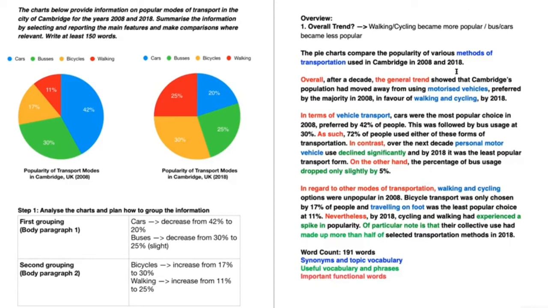So let's start with our introduction. Remember, it's a paraphrased statement, or perhaps even two statements that talk about the writing prompt. So I've written, the pie charts compare the popularity of various methods of transportation used in Cambridge in 2008 and 2018. So we see here the charts below in the prompt. I've said the pie charts provide information, I've said compare just because I am setting the stage for what I'm going to talk about. Remember, you want to compare these two pie charts.